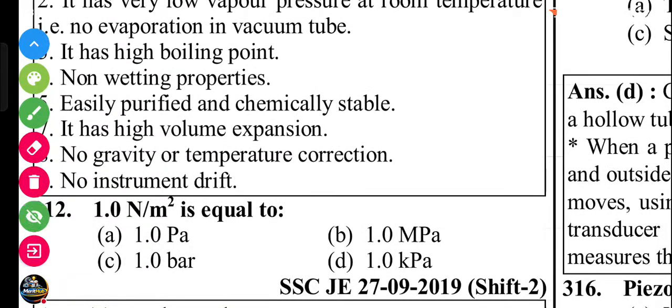Next question, friends. 1 Newton per meter square is equal to Pascal. So the answer is 1 Pascal.